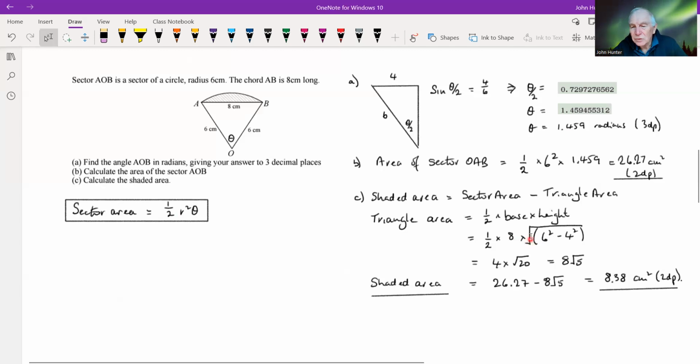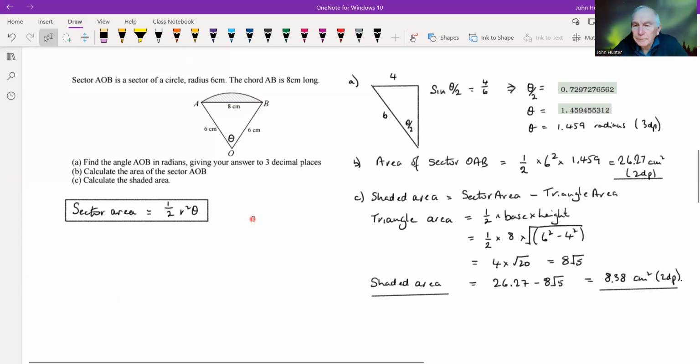Right, okay, so we have to do a bit of Pythagoras here. So this length, this is the height of that triangle, is going to be the square root of 6 squared minus 4 squared. Okay, so that works out as 8 root 5. So the shaded area, therefore, is this: the 26.27 we've got for the sector minus this, gives us 8.38 square centimeters to 2 decimal places. That is the area of that.